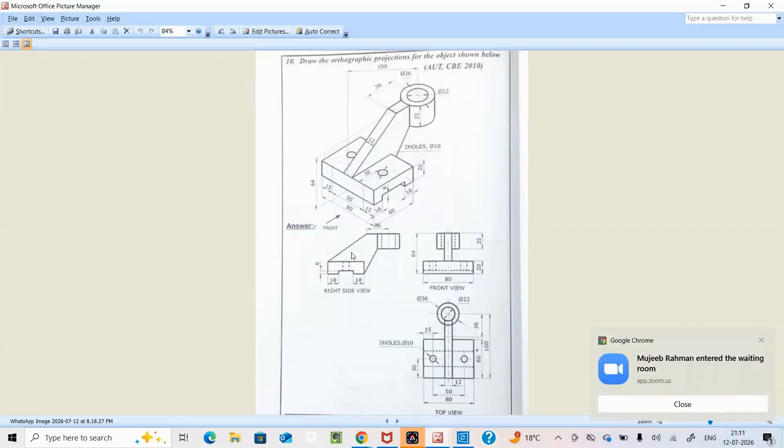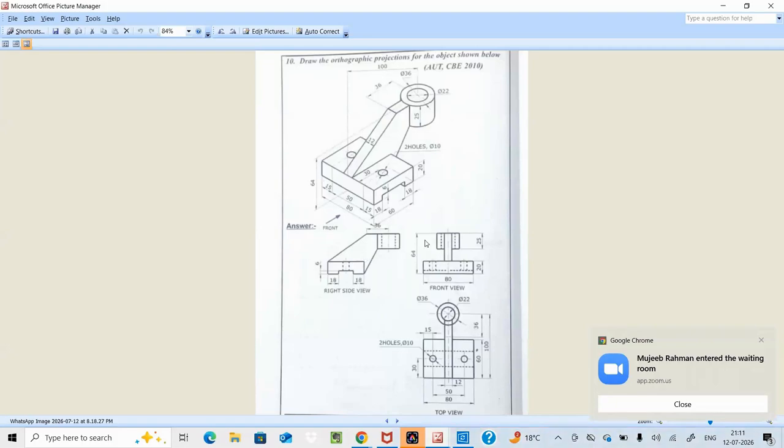So whenever you draw, converting your orthographic drawings, first and foremost thing you have to do is draw your front view. You have to complete your front view, then your top view, because based on the front view only you'll be drawing your top view, and based on the front view only you'll be drawing your side view.